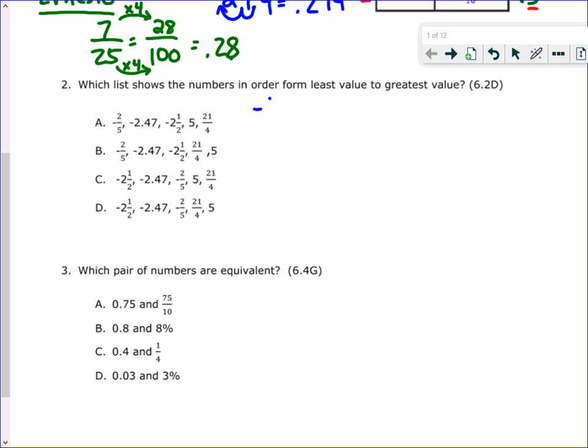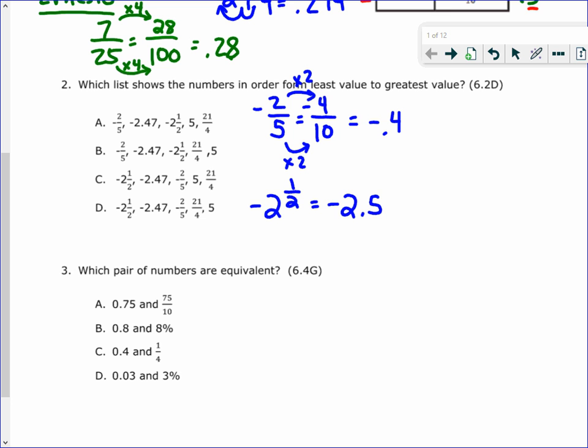So negative 2/5, we'll start with negative 2/5. And that we're going to try to set into tenths. 10 should be easy. So times 2 here. So negative 4/10. And then we already have negative 2.47, so that's done for us. Negative 2.5, that's a benchmark fraction. So negative 2.5, half, remember, is 0.5. So that'd be negative 2.5. Then we have 5. 5 is kind of obvious. And then we have 21/4.